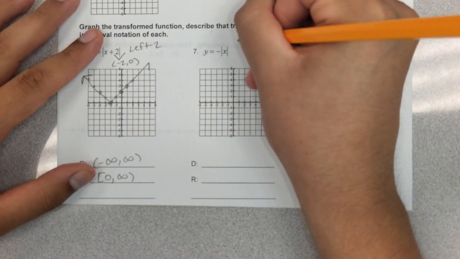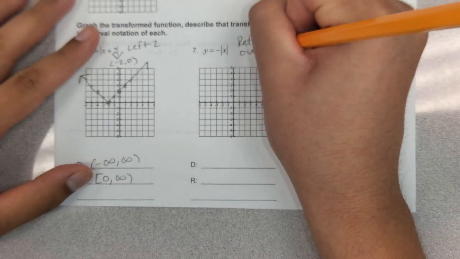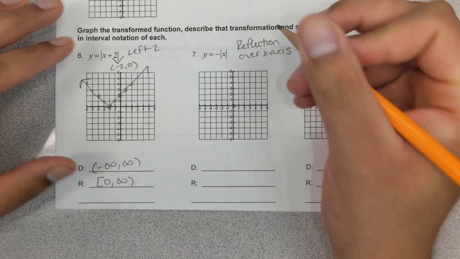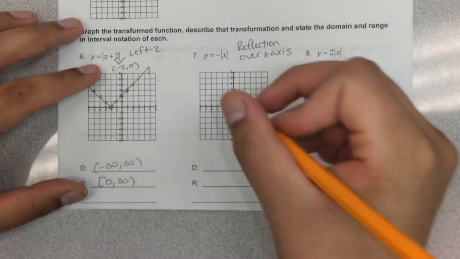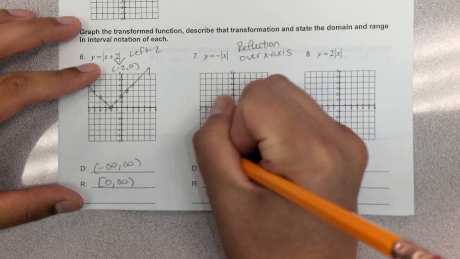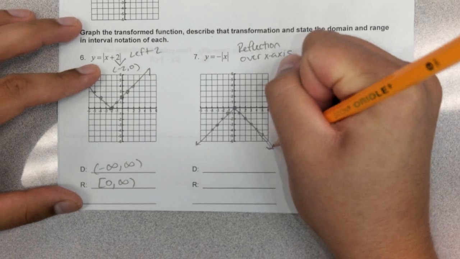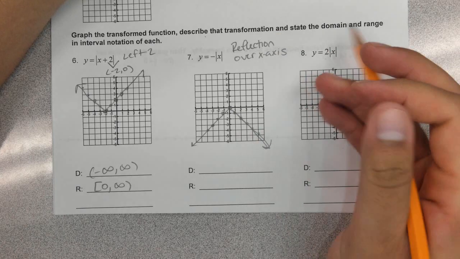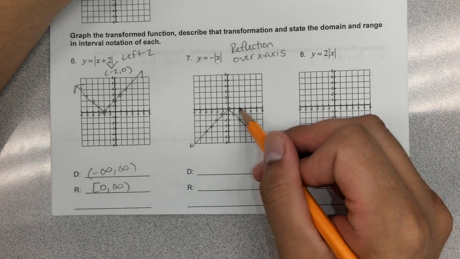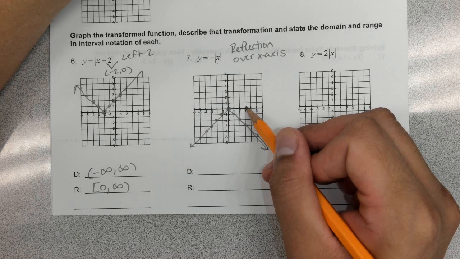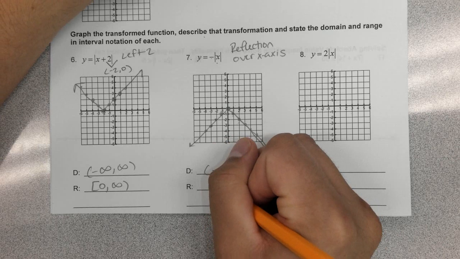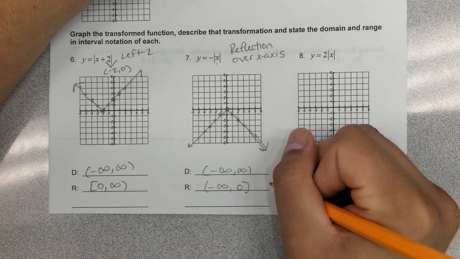Now for number 7, we have a reflection over the x-axis. The graph should be upside down. It has a vertex of 0, 0. There's no h or k, so 0, 0 for the vertex, and it's just going upside down. You could graph this in the calculator to get the points, but you also know the absolute value of 1 is 1, the negative makes it negative 1, the absolute value of 2 is 2, the negative makes it negative 2. For 3, you get 3, but the negative makes it negative 3. So we go upside down, but the domain is still negative infinity to infinity, and the range would be from negative infinity to 0. Be careful with the range when the graph is upside down.